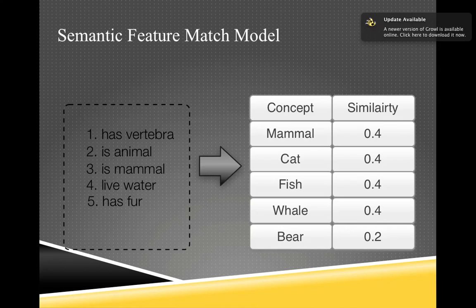Let's see from here. What is the similarity difference? After you sort the whole similarity list, you can get the similarity difference between the adjacent concepts. For example, mammal and cat, the similarity difference is 0. Cat and fish is 0. Fish and whale is also 0, but whale and bear, the similarity difference is 0.2. Based on these 4 numbers, you can get the average difference as 0.5. It means that 0.2 divided by 4. So you can get that number.